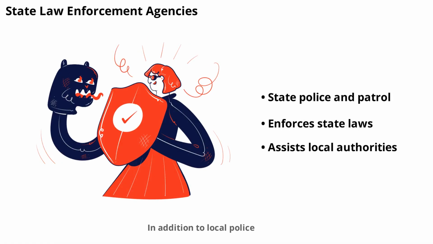In addition to local police, states have their own law enforcement agencies, such as state police or highway patrol. These agencies enforce state laws, investigate crimes, and assist local authorities when needed. By providing specialized support, state law enforcement helps keep communities safe and secure.